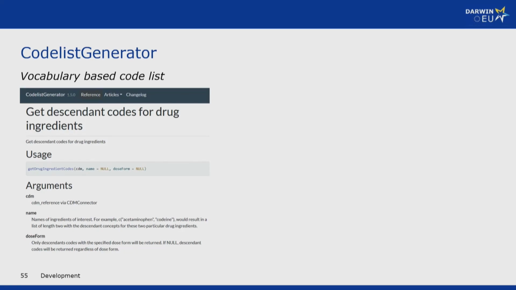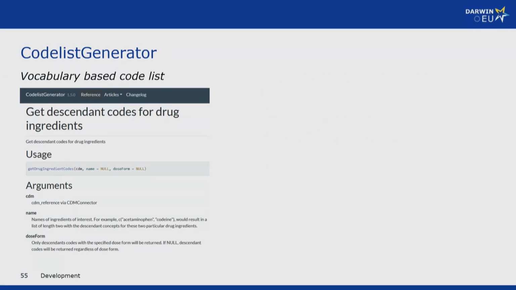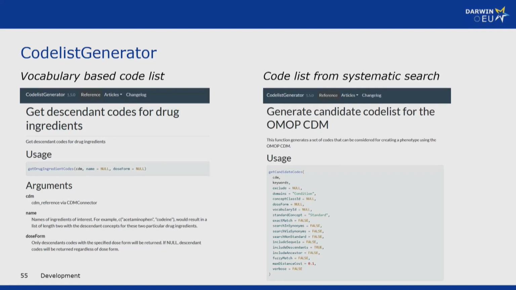We also have some packages to help us with phenotyping that complement what's already been developed in OHDSI. For example, the code list generator package. If you want a code list for every ATC group or every drug ingredient, that can quickly go through the vocabularies and generate those. But you can also do a systematic search of codes. Imagine you're looking for a definition of asthma: you can start here to get all the codes that could be asthma, and then do some kind of systematic review to work out which codes you really trust to represent your phenotype of interest.